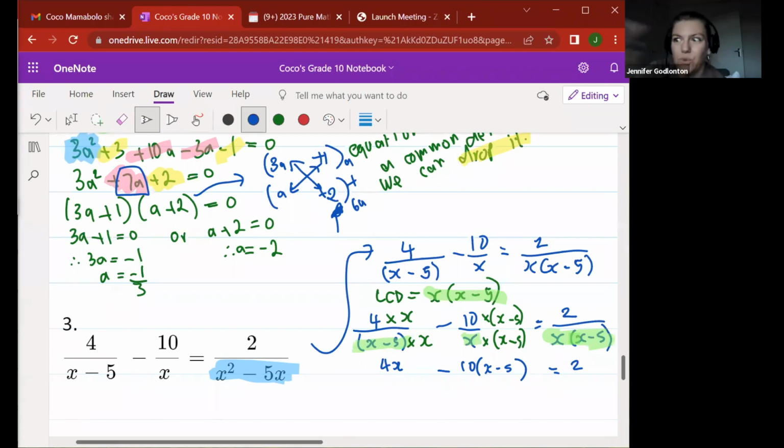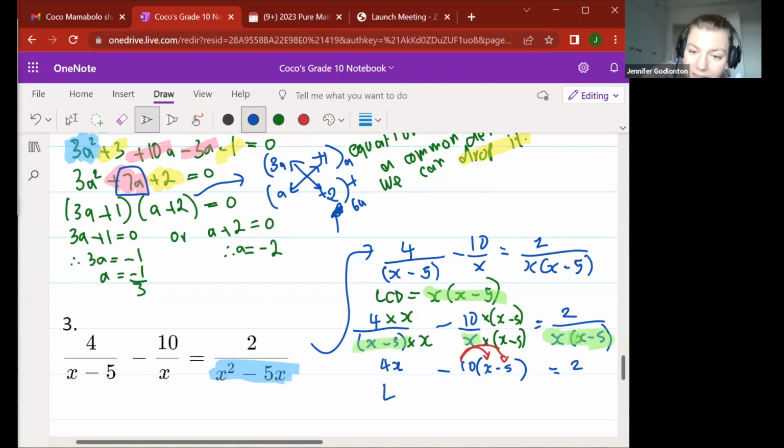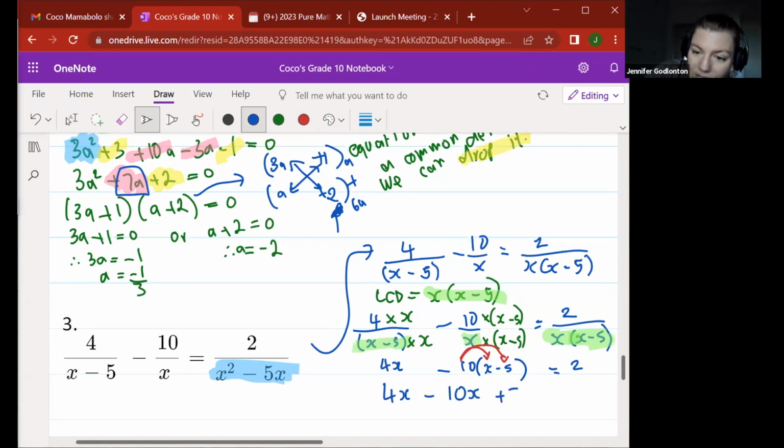I know we've had to do some super confusing things to get to this point, but from this point, it's actually something that we would have done from grade 8. Good. We need to expand out the brackets. We need to take this 10 and multiply it into that bracket over there. Got to expand it out. So we're going to have 4x minus 10x plus 50 is equal to 2. So all we've done is we've expanded that bracket.